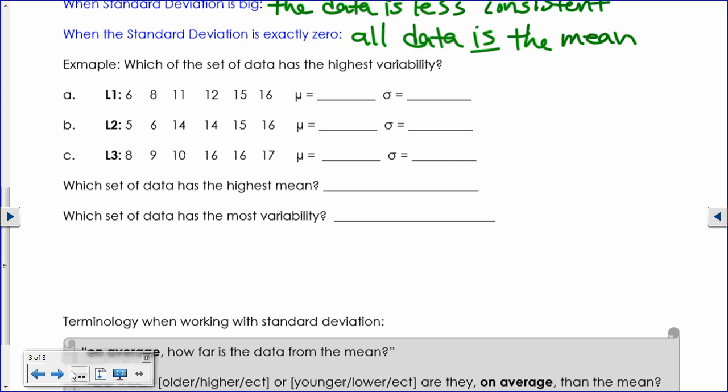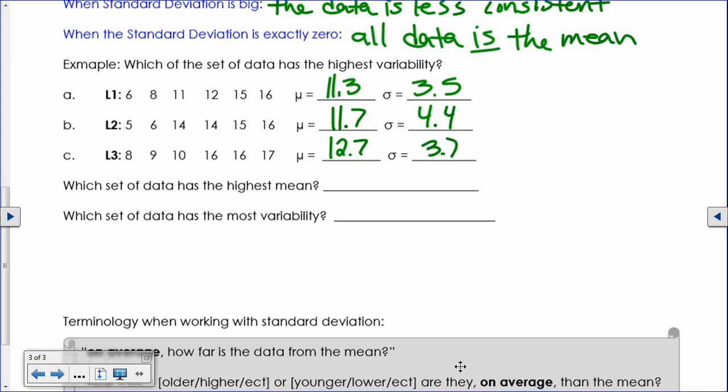You can tell me what the mean and standard deviation are for the first set. Okay. Who has the mean and standard deviation for the next set? 7, I think it rounds to 7. And then 4.4. What about the third set? I think it rounds to 12.7.